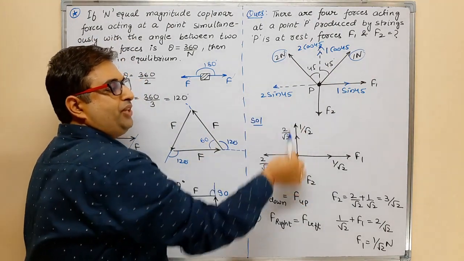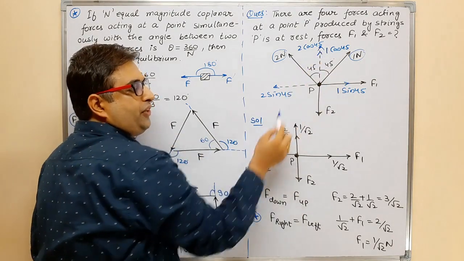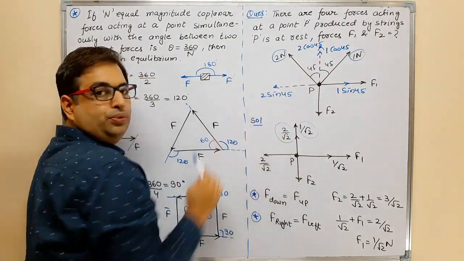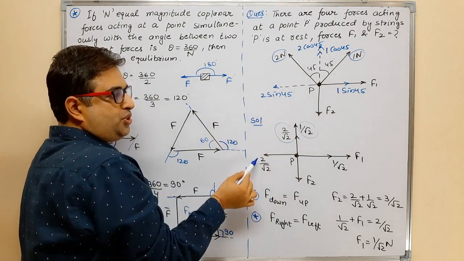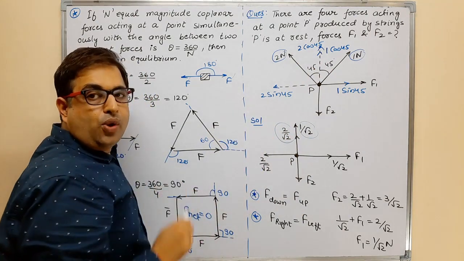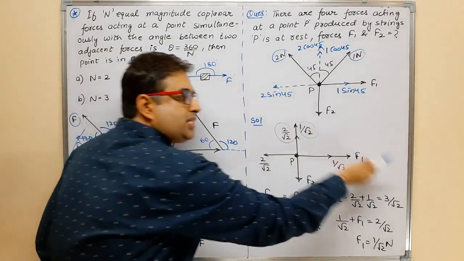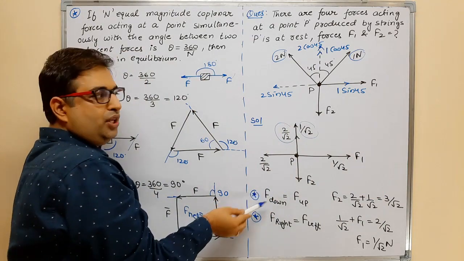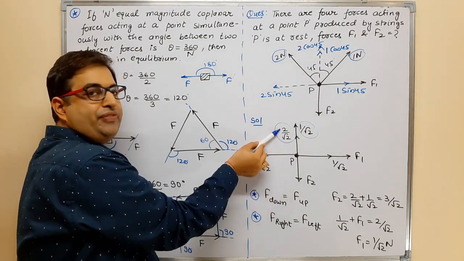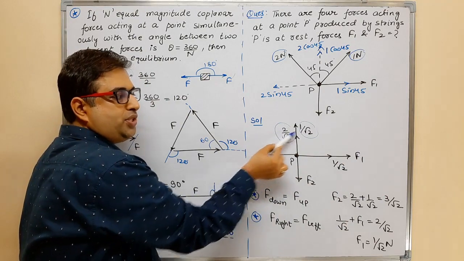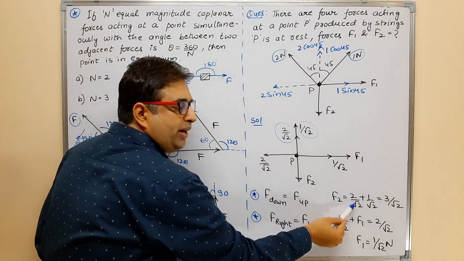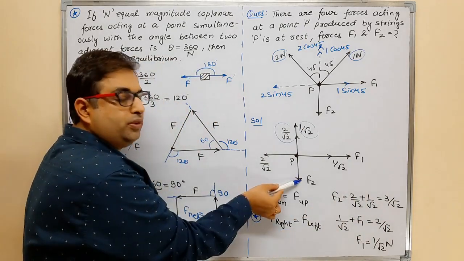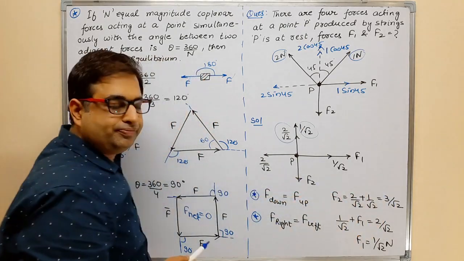Now the total upward force is 1 cos 45, that is 1 by root 2, and 2 cos 45, that means 2 by root 2. And left side force is 2 divided by root 2. Now according to equilibrium condition, right side force will balance left side force, upward force will balance downward force. So let us balance downward force with upward force. So F2 is equal to the sum of these two, 2 by root 2 plus 1 by root 2, that is 3 by root 2. So the value of F2 is 3 divided by root 2.